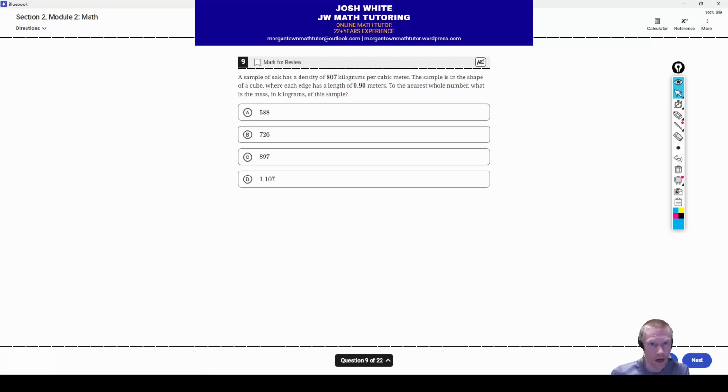Number 9, they have a question here that deals with density. So they notice they don't give you the actual formula. However, they tell you the density is kilograms per cubic meter. So in other words, you're taking a mass, that's what kilograms are, and dividing it by a volume. Okay, that's what cubic meters represent.